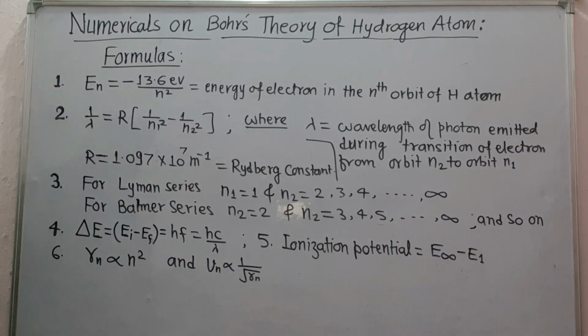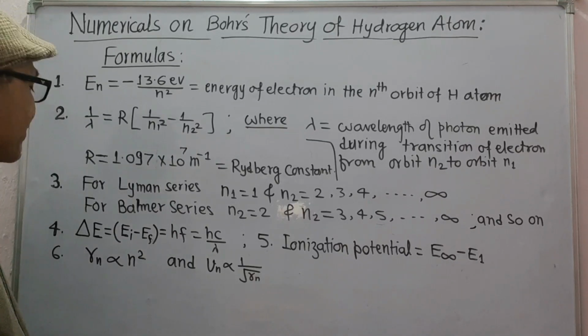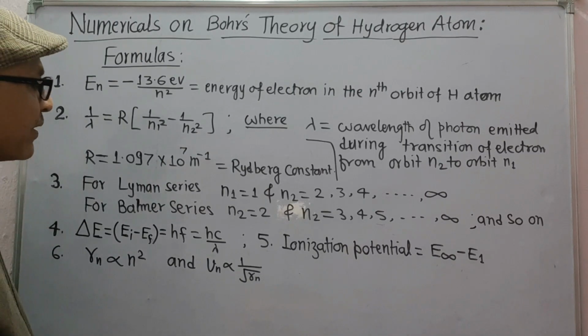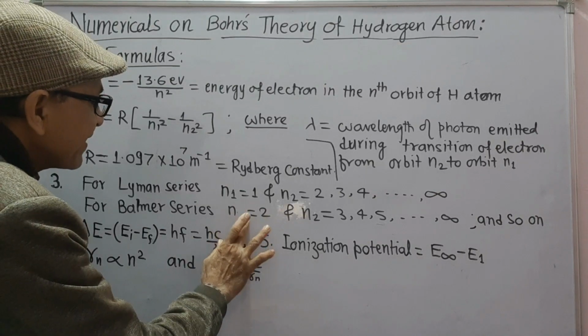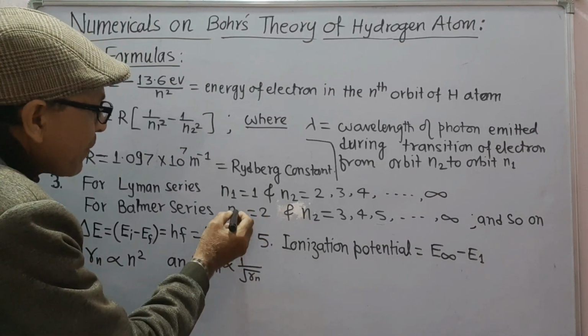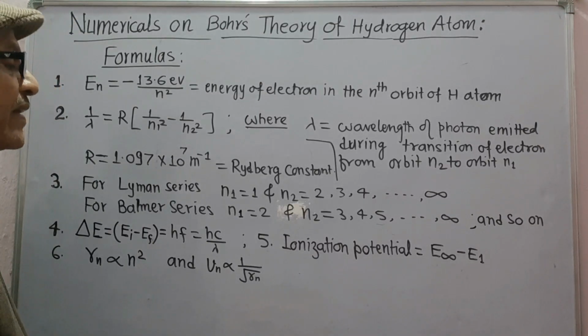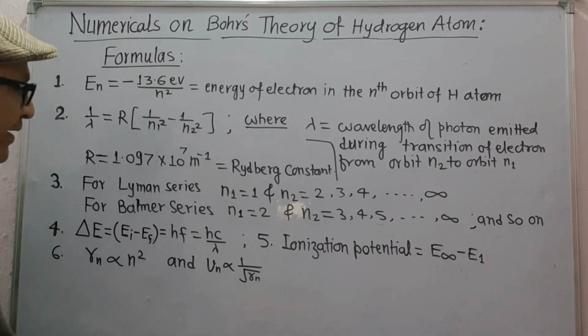And in the spectrum of hydrogen atom, as you know, there are different series: Lyman series, Balmer series, Paschen series, Brackett series, etc. So for the Lyman series, n1 is 1 and n2 is 2, 3, 4 up to infinity. Similarly for Balmer series, n1 is 2 and n2 is 3, 4, 5 up to infinity, and so on for other series.